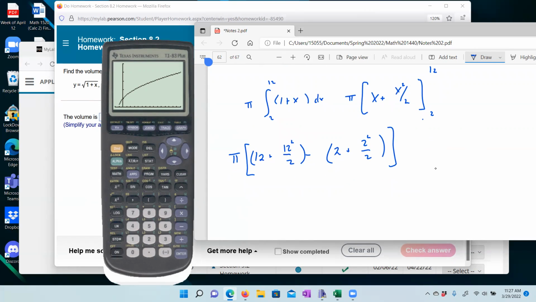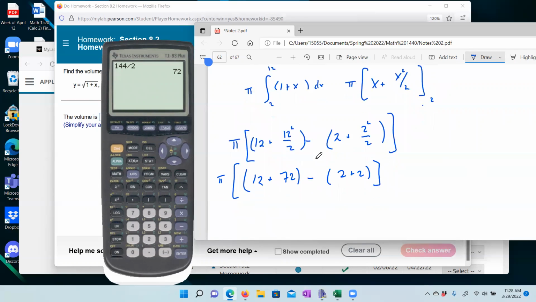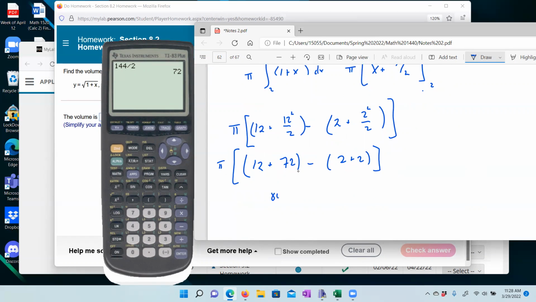So let's go ahead and have a look at this. So this is going to be 12 plus, what's 144 over 2? Okay, so 144 divided by 2. 12 squared is 144. Okay, 72 minus, and then 4 squared over 2 is also 2, so 2 plus 2. Don't forget the pi, that's almost everything that people do. Okay, 12 and 72, that's going to be what? 84 minus 4 times pi. So we get 80 pi, and that's our answer for that one.